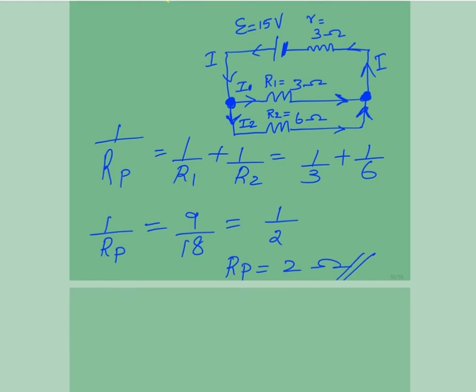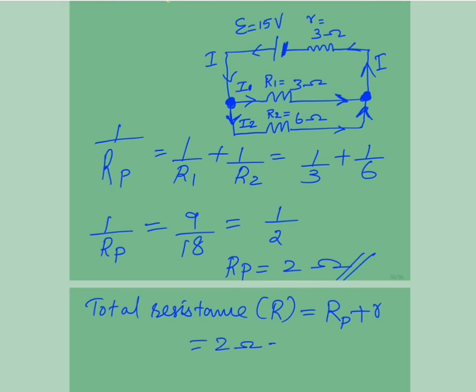Now in order to find the total resistance of the whole network, Rp plus r will give the total resistance R. That is 2 ohm plus 3 ohm, which gives you 5 ohm. So that is the total resistance of our network.